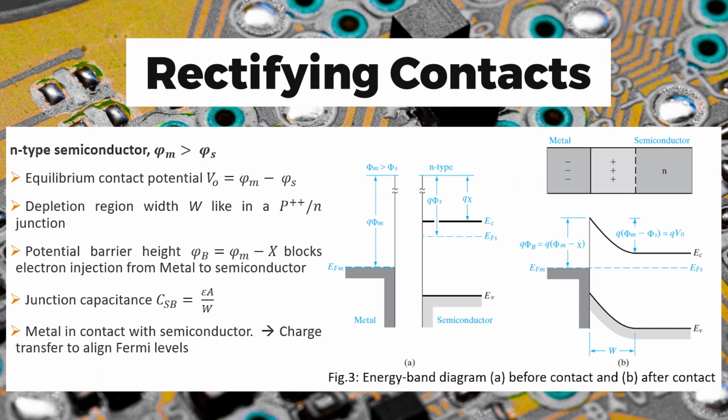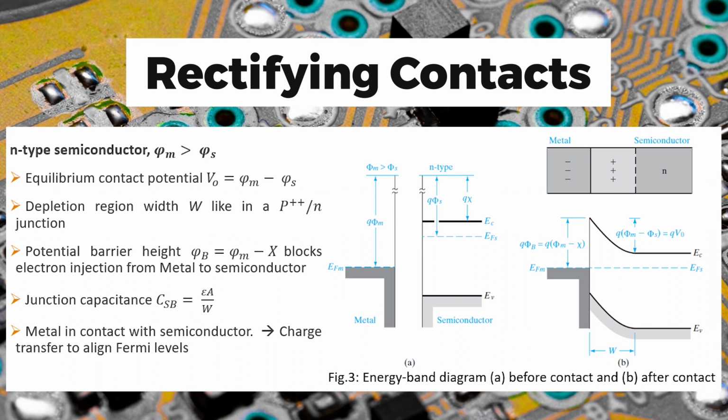When the metal is in contact with the semiconductor, the charge transfer causes alignment of the Fermi energy levels. So, in the case of a rectifying contact, we can see from the figure that there is a metal and an n-type semiconductor, and to align the Fermi energy levels, there has to be an induction of positive charges, and a depletion region width W is generated between the metal and the semiconductor. Here a rectifying contact is formed.